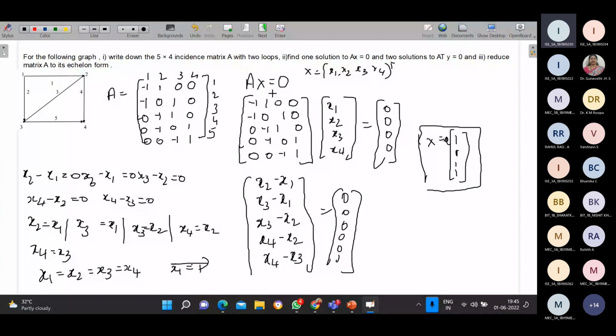So first we write Ax is equal to 0. Whatever matrix we have found out, the incidence matrix, we write down. Then we assume the potentials. Then we multiply and solve the equations. As I told, the solution will be spanned by the vector 1, so we can consider any of the constants as A. We can take A outside, 1, 1, 1, 1. So A times 1 is the value of the potentials of the nodes. So this is how we solve the matrix. Next, we'll find two solutions to A transpose y is equal to 0.